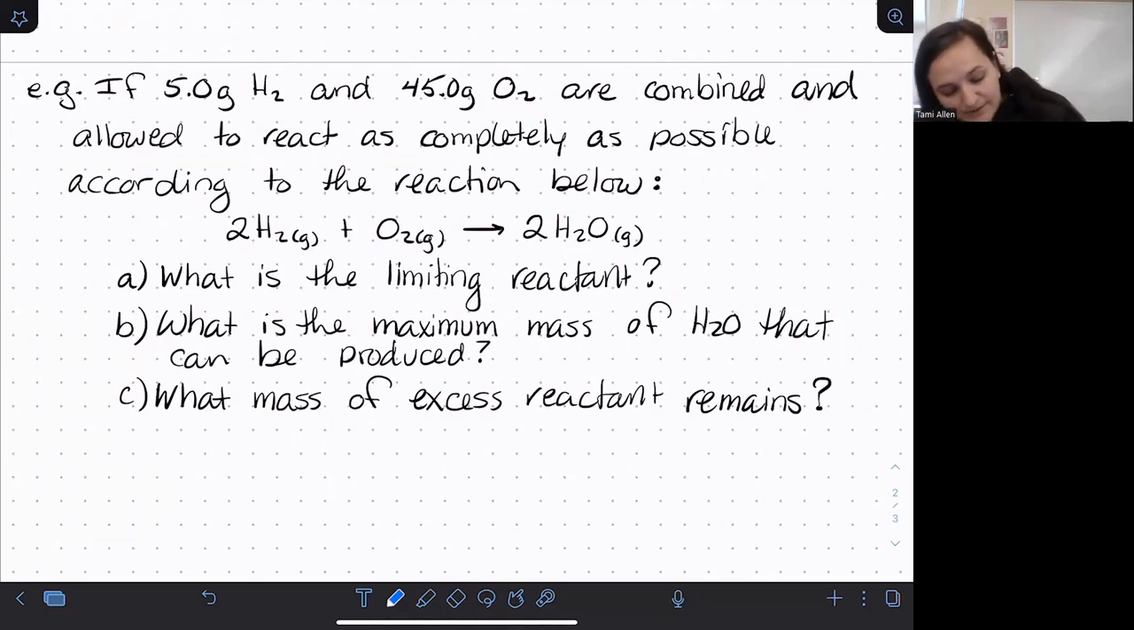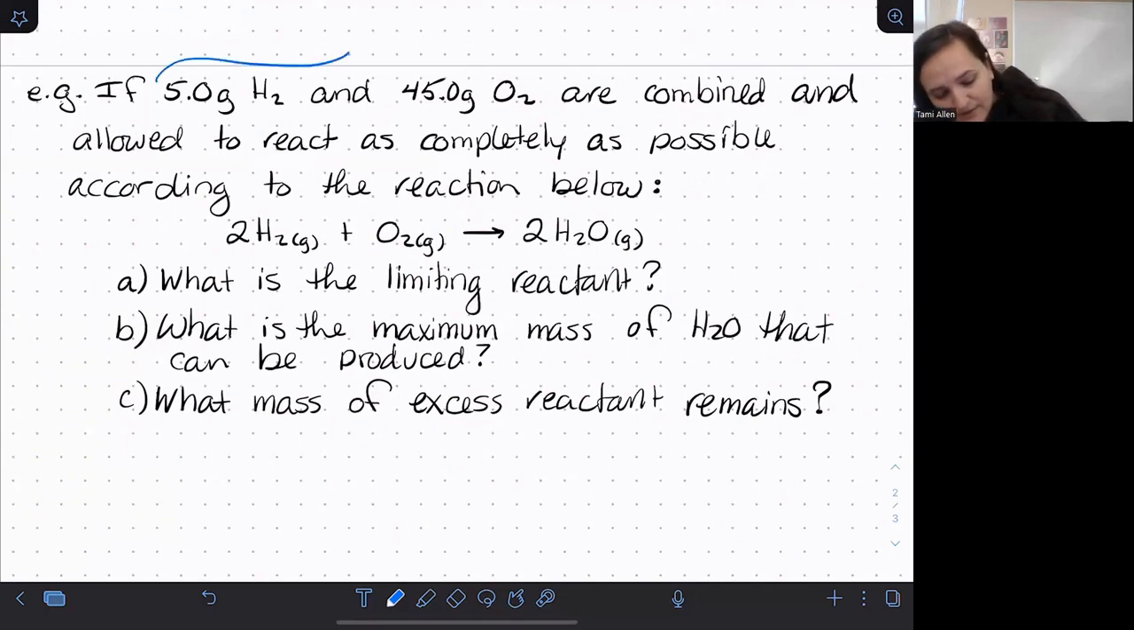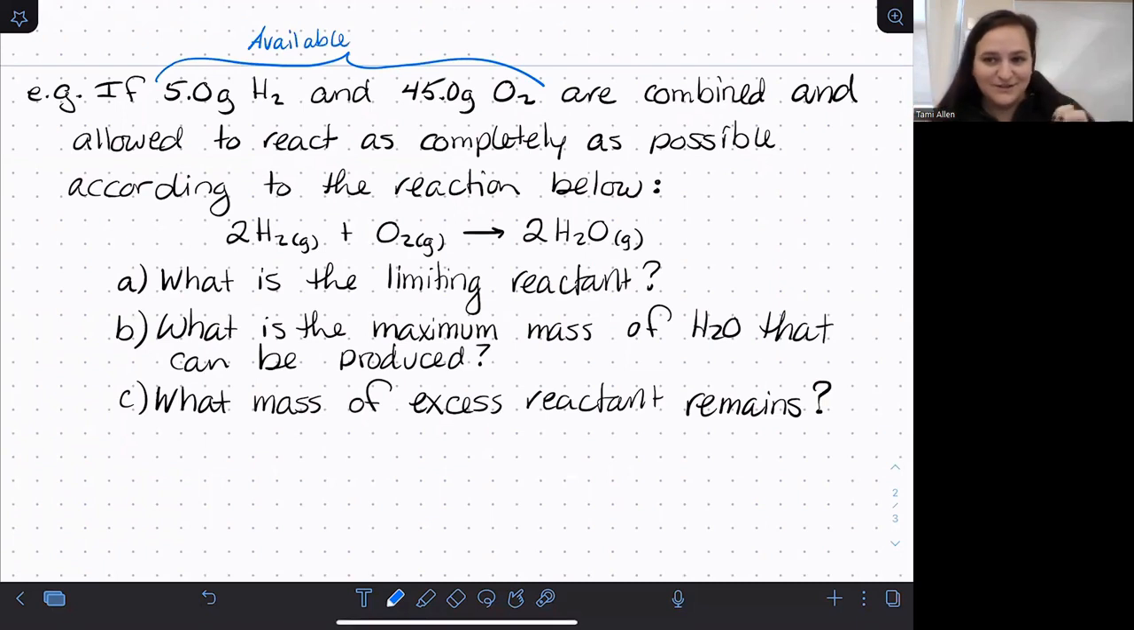So comparing this back to my cake analogy here, these are my available ingredients. This is what's in the kitchen. This is what's available in my science kitchen here.